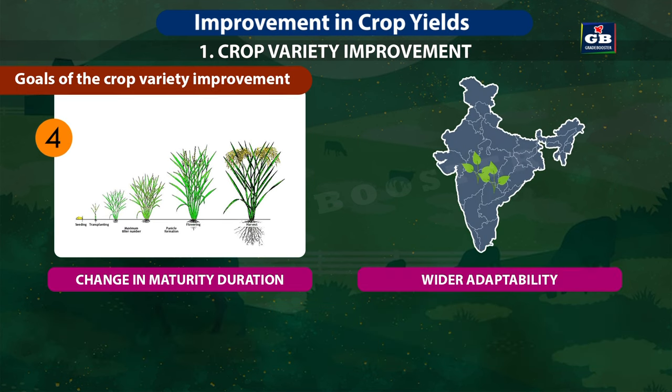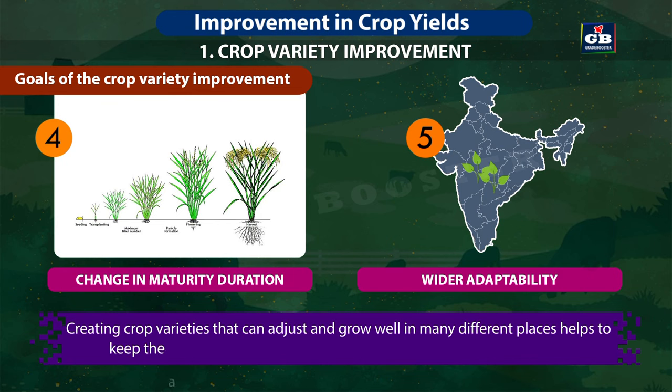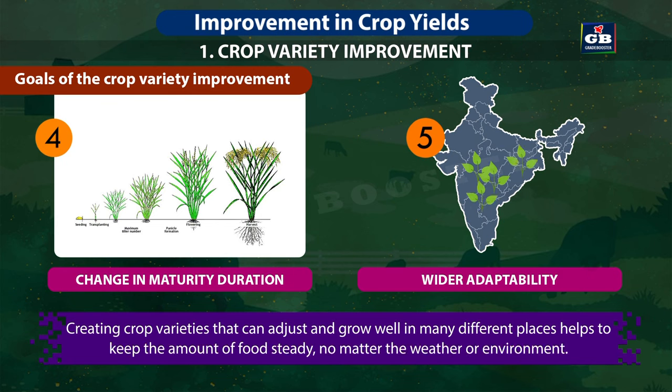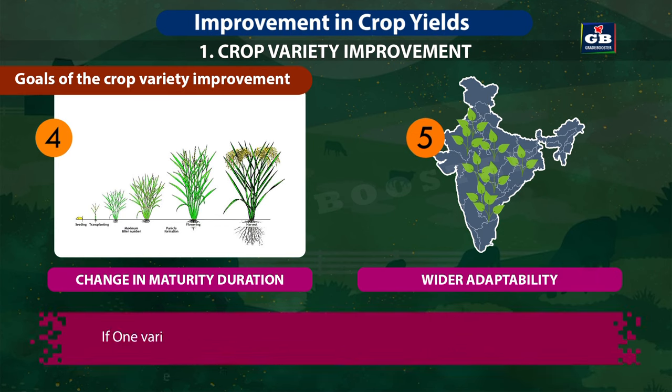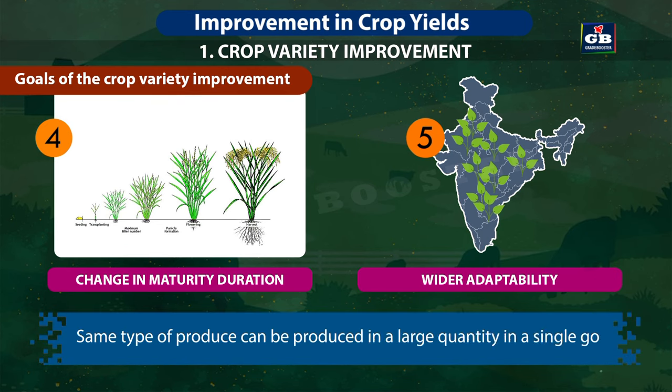5. Wider adaptability. Creating crop varieties that can adjust and grow well in many different places helps to keep the amount of food steady no matter the weather or environment. If one variety can be grown under different climatic conditions in different areas, the same type of produce can be produced in a large quantity in a single go.